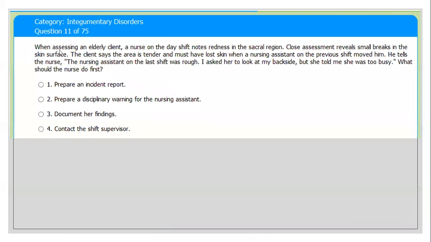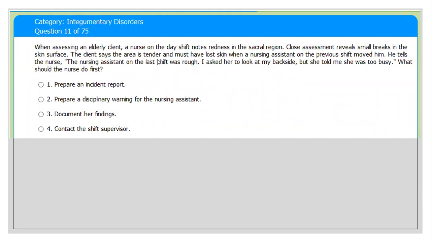So next question here. When assessing an elderly client, the nurse on the day shift notes redness in the sacral region. Close assessment reveals small breaks in the skin surface. The client says the area is tender and must have lost the skin when the nursing assistant on the previous shift moved him. He tells the nurse the nursing assistant on the last shift was rude or rough. I asked her to look at my backside, but she told me she was too busy. What should the nurse do, right?